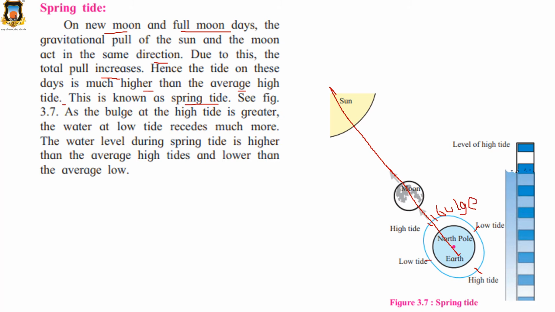Bulge. Understood? B-U-L-G-E. Bulge. Okay. So, as the bulge of the high tide is greater, the water at low tide recedes much more. The water level during spring tide is higher than the average high tides and lower than the average low.